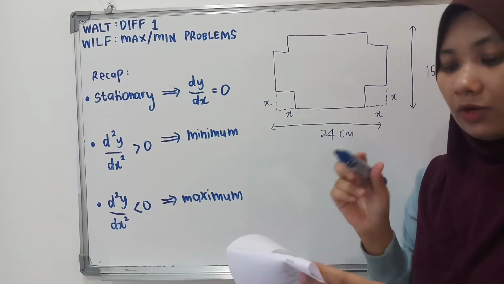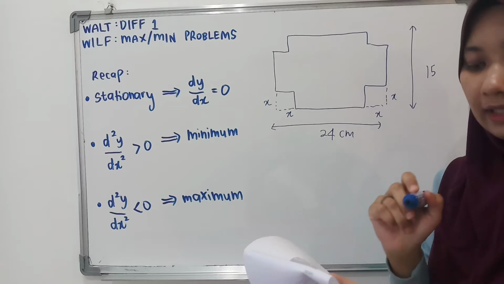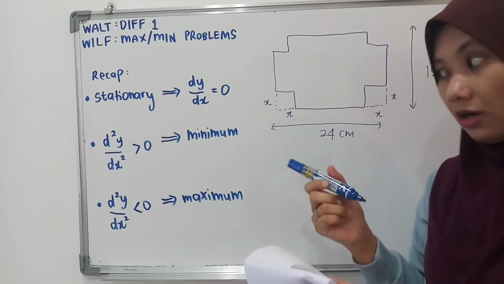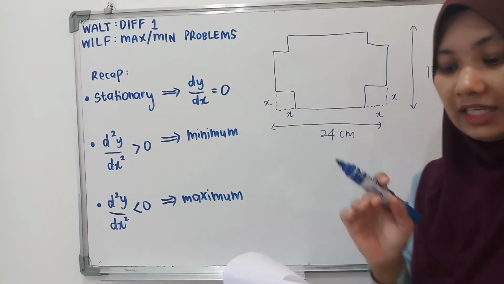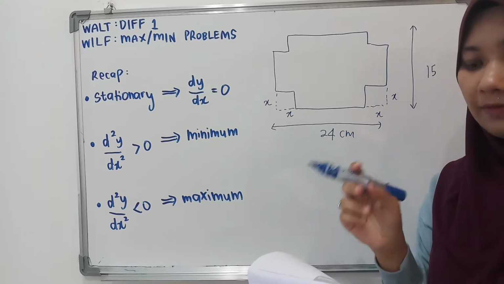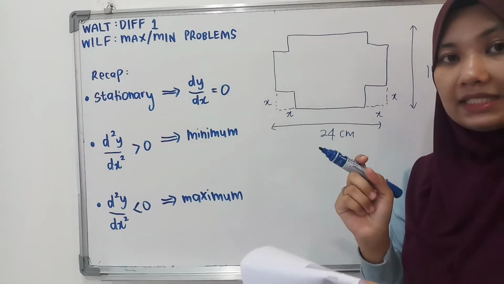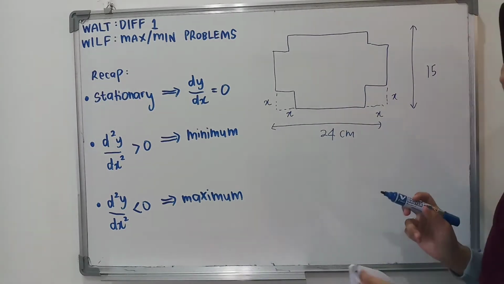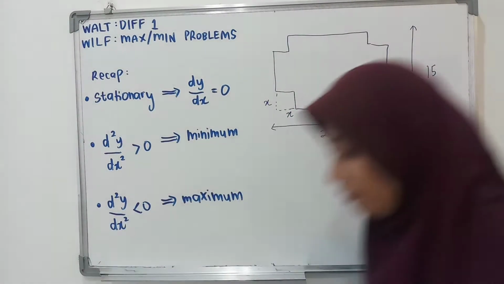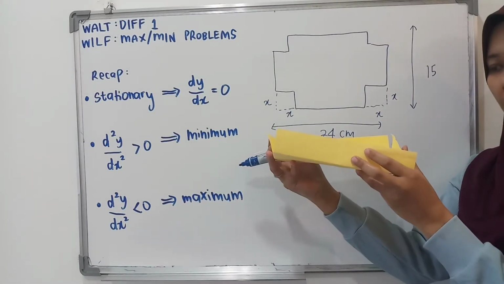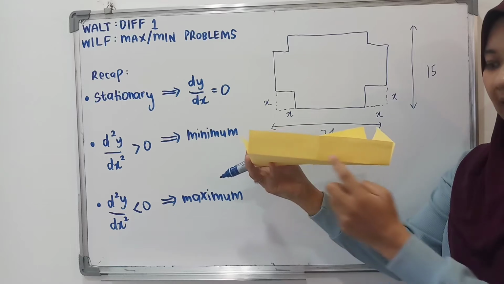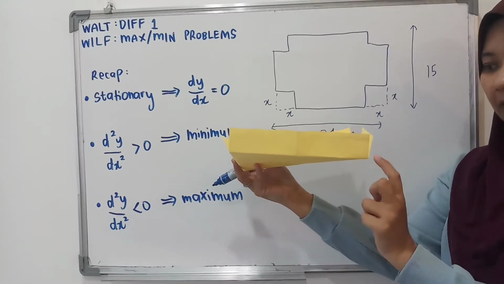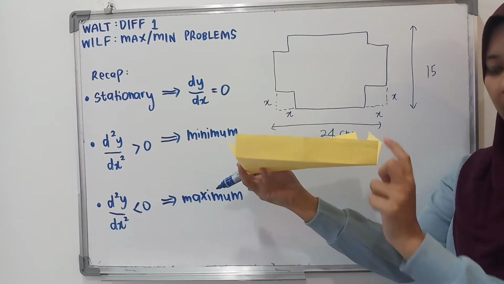Okay, so now question A, you need to show that the V, which is the volume of this container, is equals to 4x cubed minus 78x squared plus 360x. So how do we show that? How do we get the volume of this container? It's just this length times this length times this length, right? So that's very easy actually.